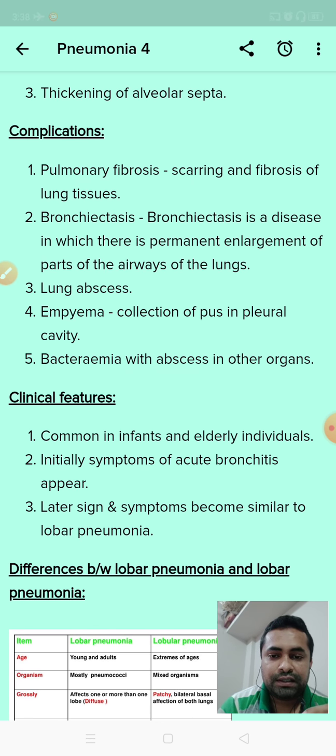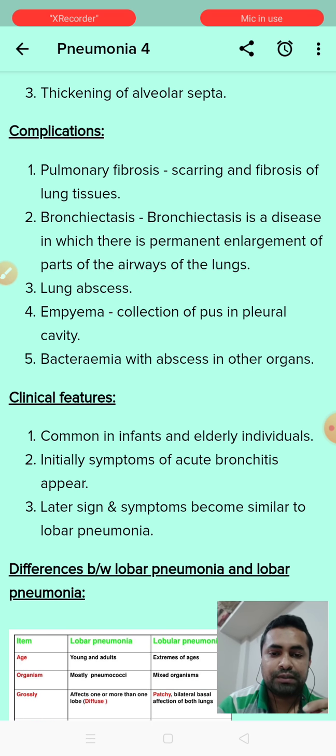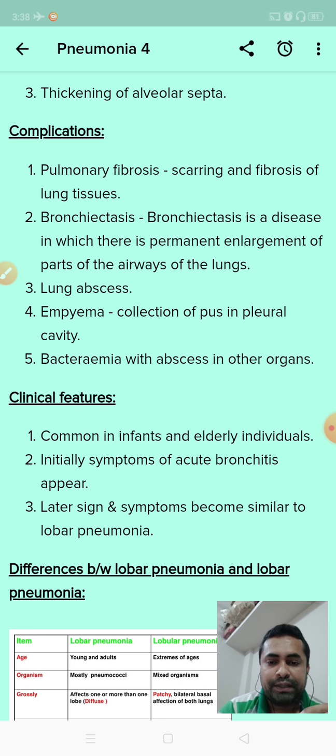And the fifth one is bacteremia with abscess in other organs. So bacteremia, you already know that circulation of bacteria in blood is called bacteremia. So if bacteria follow the blood circulation, they will go to other organs and produce infection there.